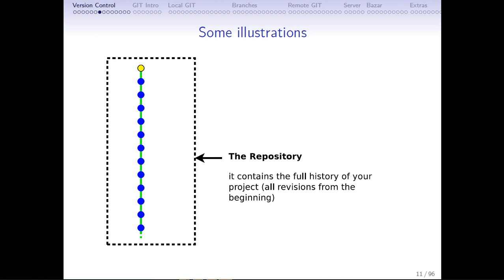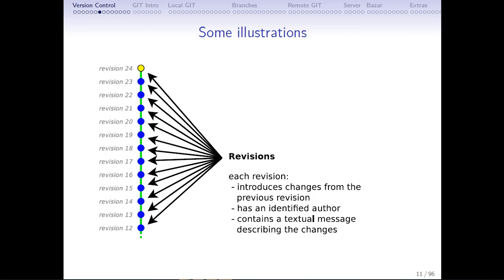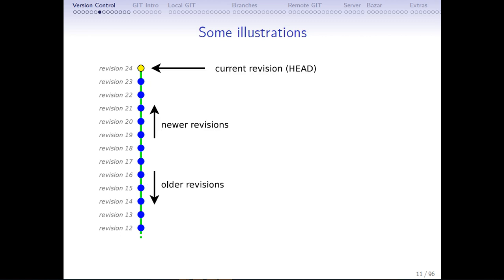So the repository, everybody knows, contains the full history of your project, all revisions from the beginning, version 1 to version 10. Each revision introduced, like I told, changes from the previous revision, has an identified author, and contains a textual message discussing the change. So the current revision, head, this is revision 24, you can see that is the current one. Newer versions go towards the top, older versions go down, newer is above.